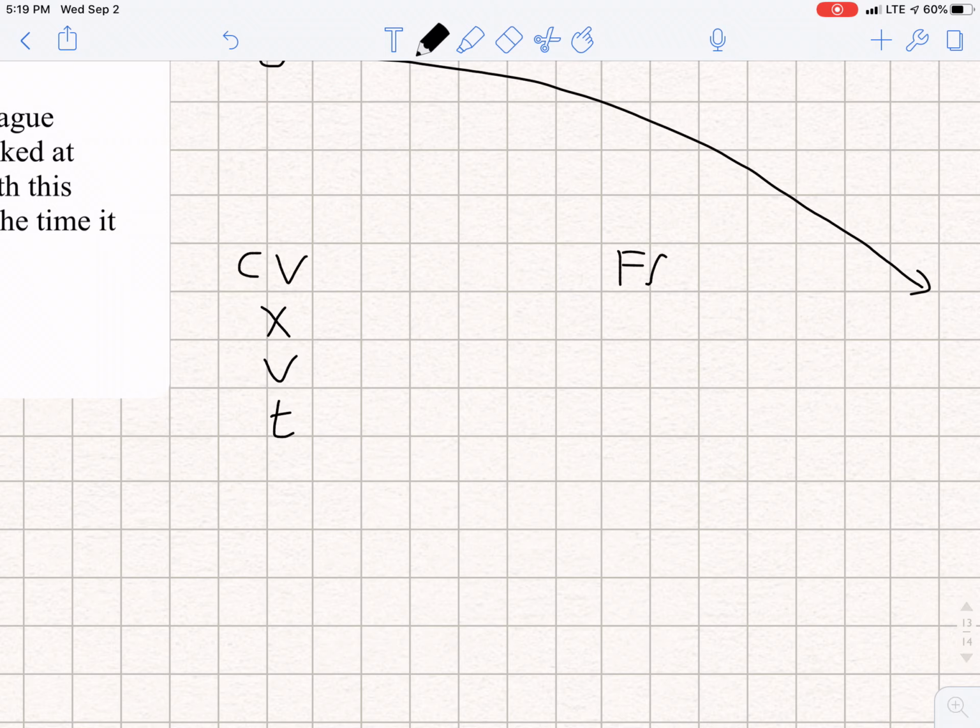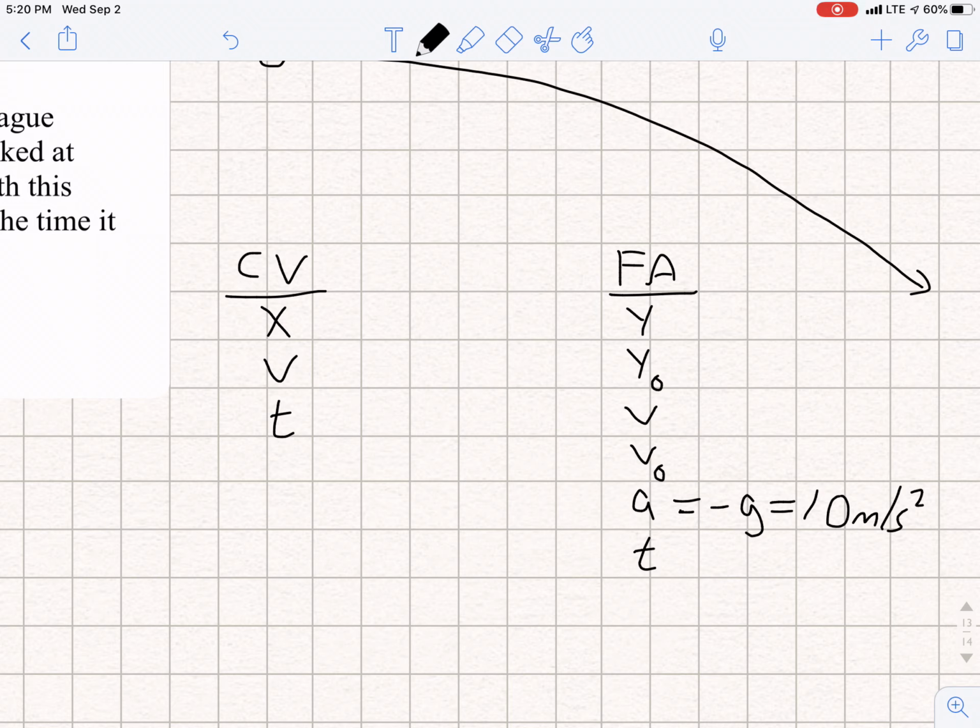Now, for free fall acceleration, we listed six variables: y, y naught, v, v naught, a, and t, where a was equal to negative g, and we replaced the number 10, or 9.8 if you wish, for the value of g. Now, since a projectile is a combination of vertical free fall acceleration and horizontal constant velocity, you're going to list a total of 9 variables: 3 in the x direction and 6 in the y direction.